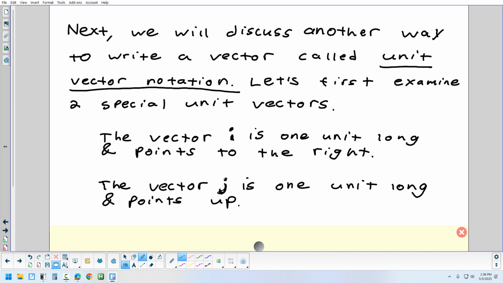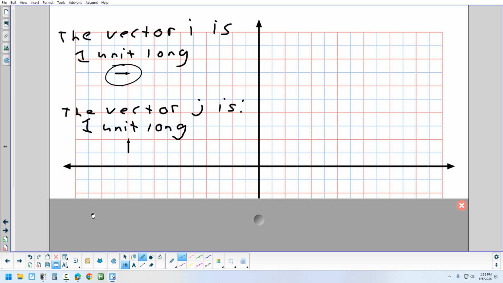Why do they need names? Just so when we start referring to them, we don't have to draw pictures of them. Yes, very common. If we don't give it a name, then we have to draw it every single time we want to talk about it. Just like every time we want to talk about pi. If we didn't have this symbol, we would have to write 3.14 every single time. But this is short. So J looks exactly like that. It's a vector 1 unit long, and it points up.